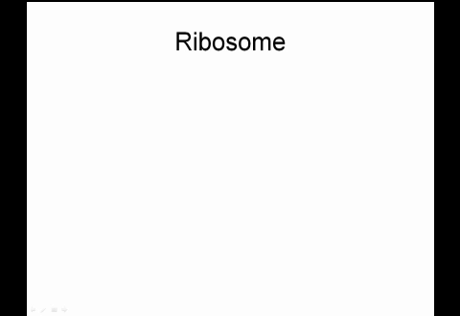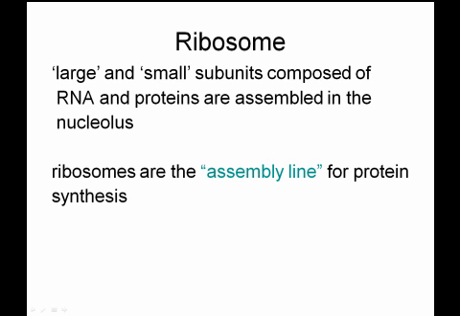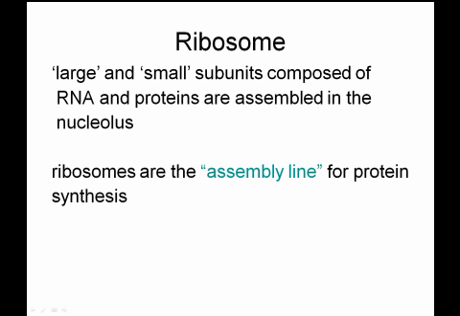If we move outside the nucleus, the first organelle that we will discuss is the ribosome. The ribosome contains two subunits. These are called the large and the small subunit. Each of them is composed of some RNA and also some proteins. These are assembled in the nucleolus, which we saw just a moment ago, that dark area inside the nucleus. The ribosome subunits are assembled in the nucleolus, and then they are transported out of the nuclear envelope into the cytoplasm of the cell.